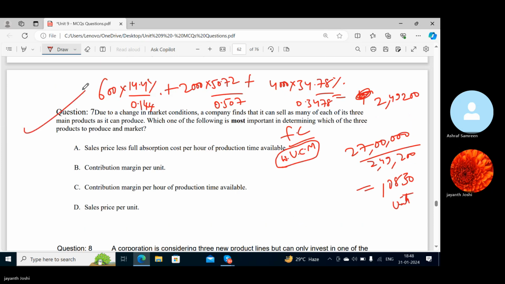7th one. Due to change in market conditions, a company finds that it can sell as many of each of its three main products as it can produce. So how much they can produce, that much they can sell. Which one of the following is most important in determining which of the three products to produce and market? Sales price less full absorption cost per hour of production time available.